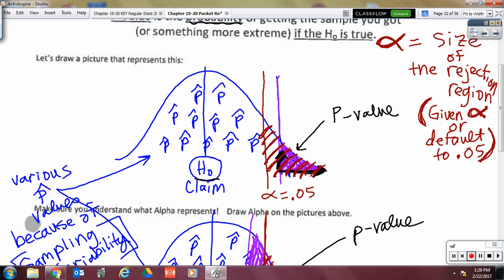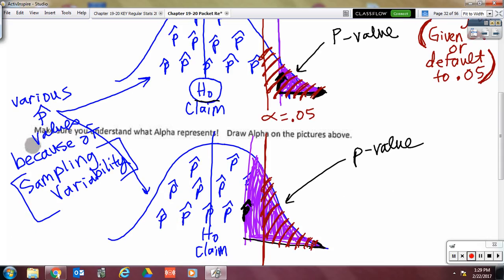Here's what's going to happen. If your sample is in the rejection region, then guess what you're going to do with the claimed null hypothesis? You're going to reject it. So look at this first curve up above. Do you see where your p hat is? It is in the rejection region. So we're going to write that out: our p hat is in the rejection region.